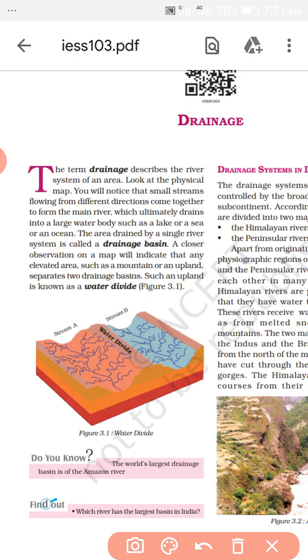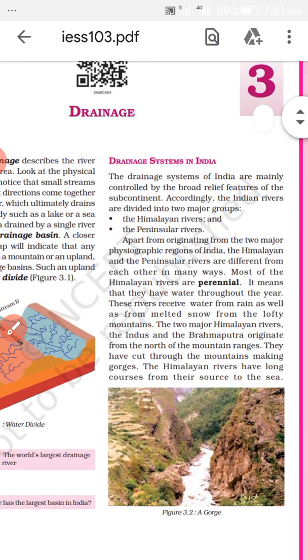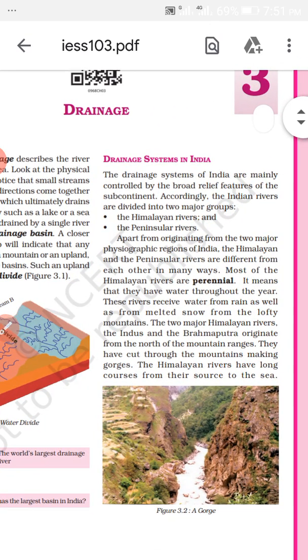Now you have to know the world's largest drainage basin. Which is the world's largest drainage basin? It is the Amazon River. But you should also know which river has the largest basin in our country, India. It is the river Ganga. Now let us start with the drainage system of India.